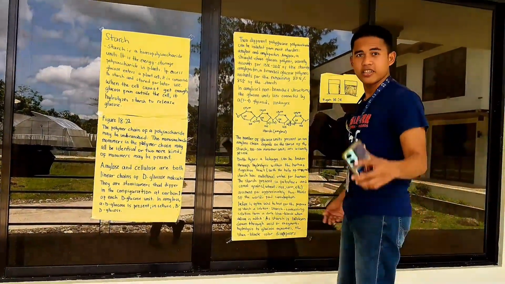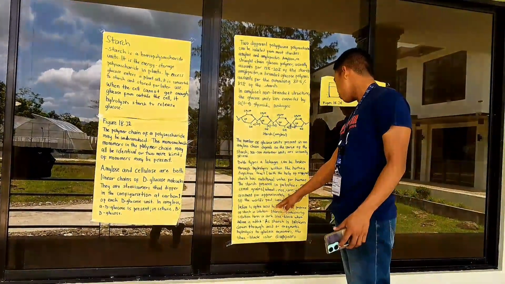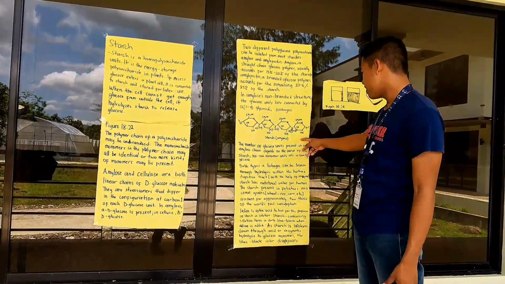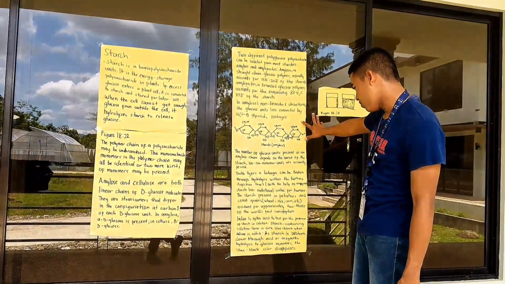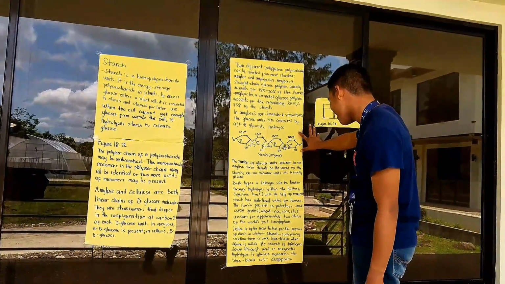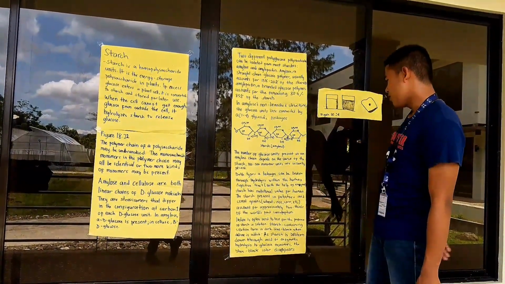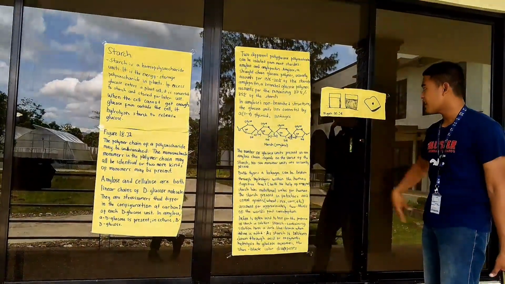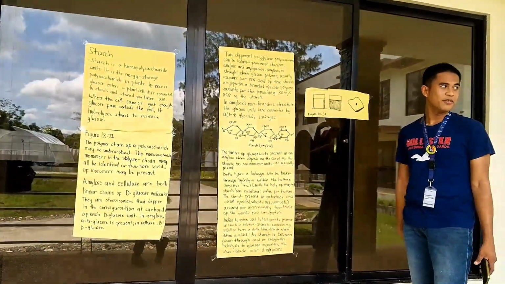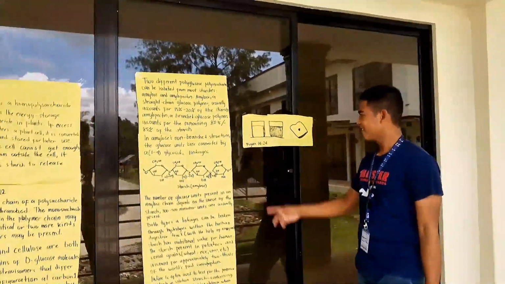Iodine is often used to test for the presence of starch in solution. A starch-containing solution turns dark blue when iodine is added. Here is the figure.